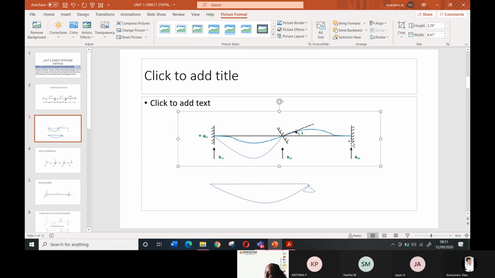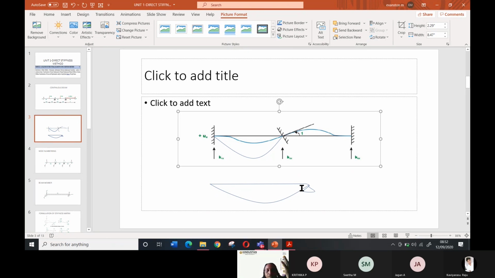Have you noted down for the fixed support? That is rotation is restrained and translation is restrained. And for the simply supported, vertical translation is restrained and rotation is free. It is free to go.